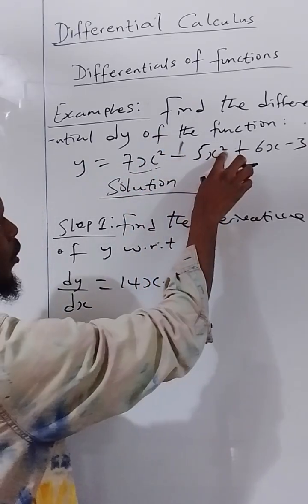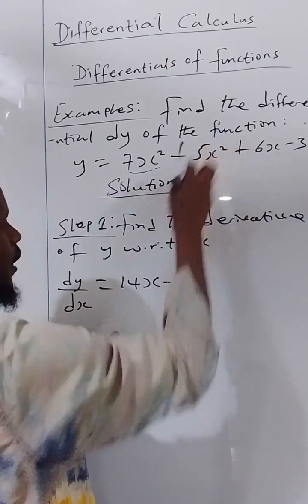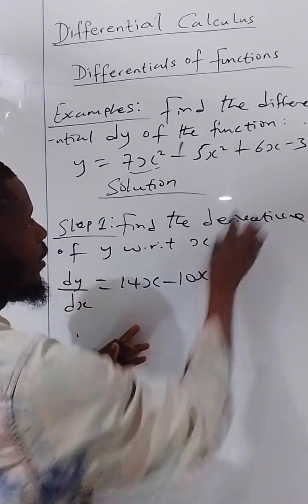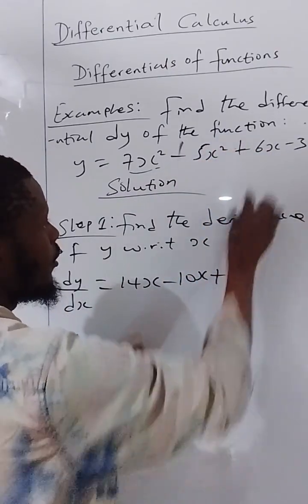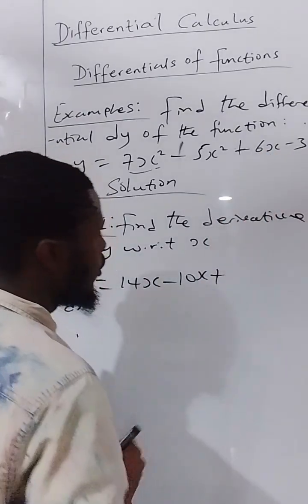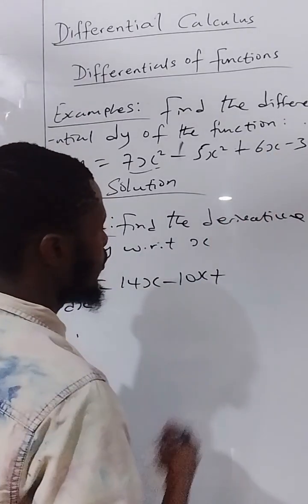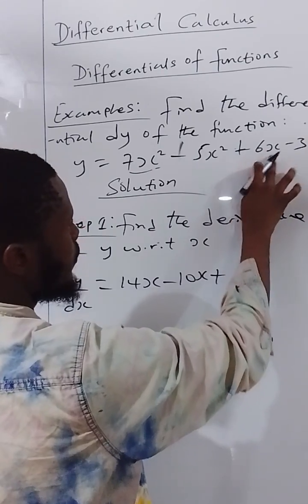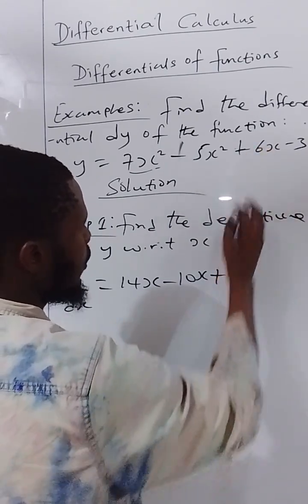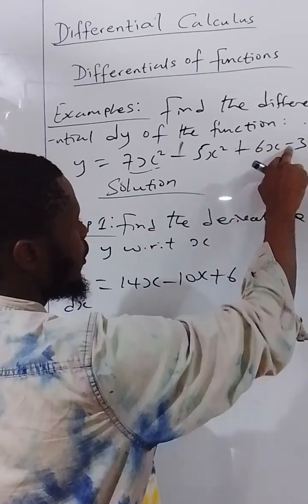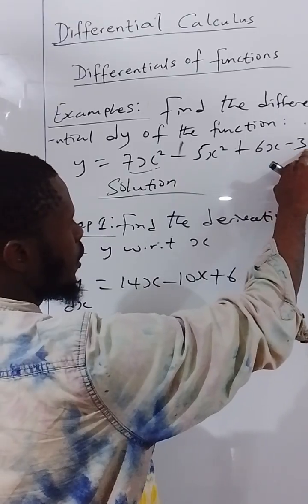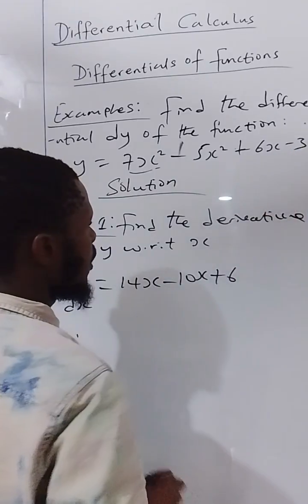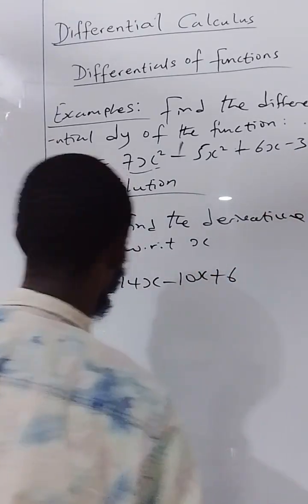We have minus. We also multiply the power by the coefficient, that is 10x. Then plus this. This is a linear function. The derivative of a linear function equals the coefficient of the relevant variable. So when we differentiate this one, we are going to have 6. Since we have a minus constant, the constant becomes 0, so we ignore it.